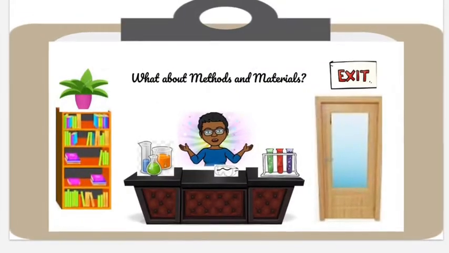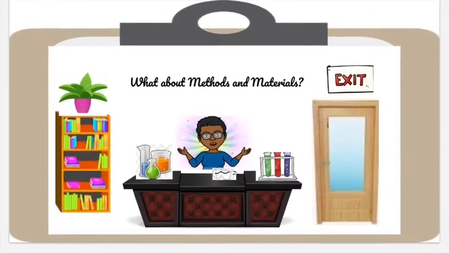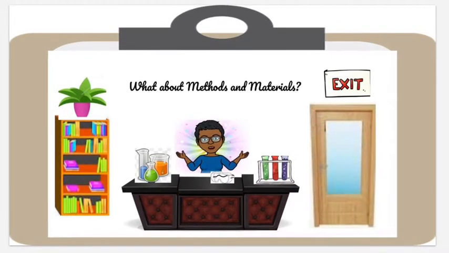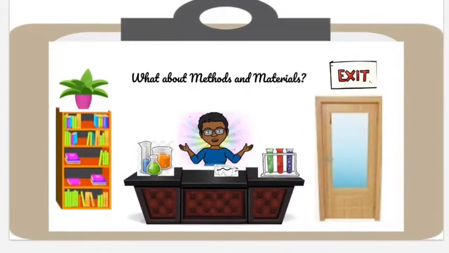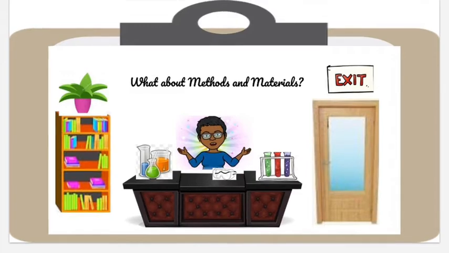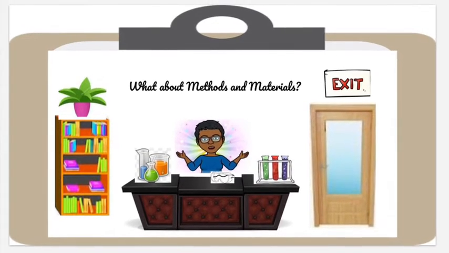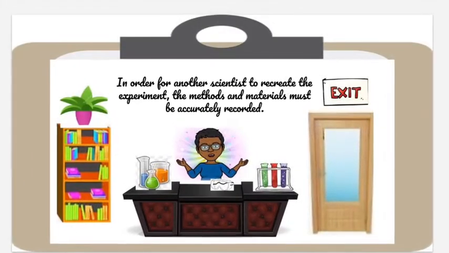So once you have formulated your hypothesis, you can move forward with your experimental design. And your experimental design usually includes the methods and materials for your lab experiment.